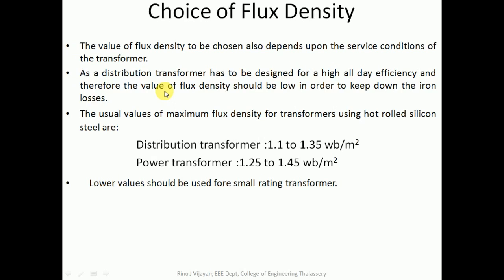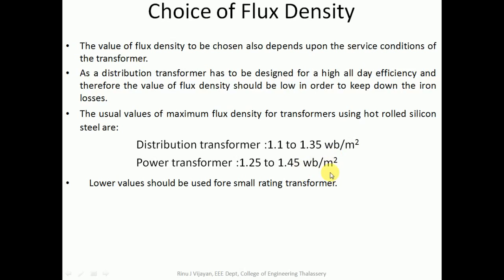So in order to reduce that, you have to choose a small value of Bm in the case of a distribution transformer. The usual values of Bm chosen for distribution transformers and power transformers are given here, when the material used is hot rolled silicon steel. If you are using CRGO steel, that is cold rolled grain oriented steel, this value can go up to 1.9 Tesla. Weber per meter square is Tesla only. So these are the parameters which must be considered while selecting the value of flux density.